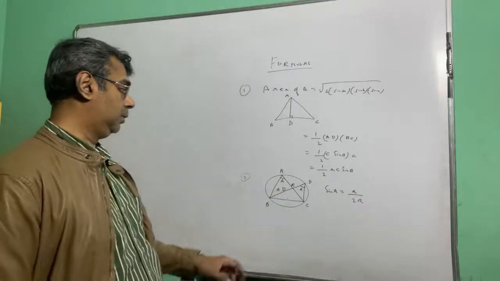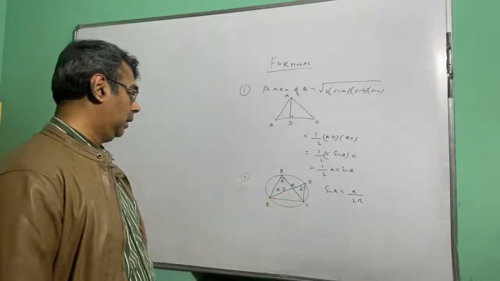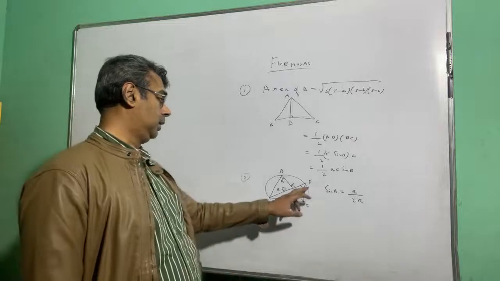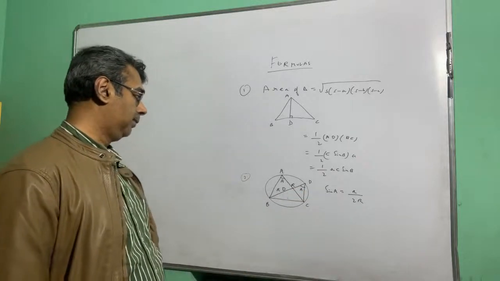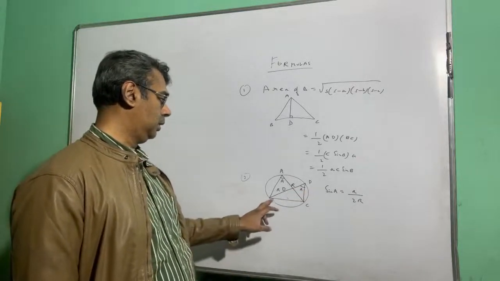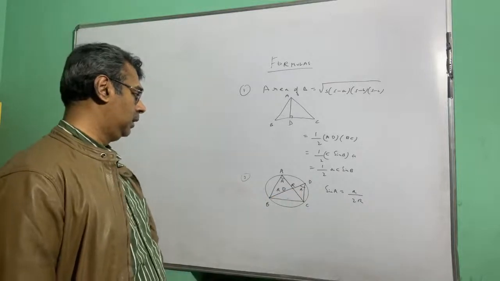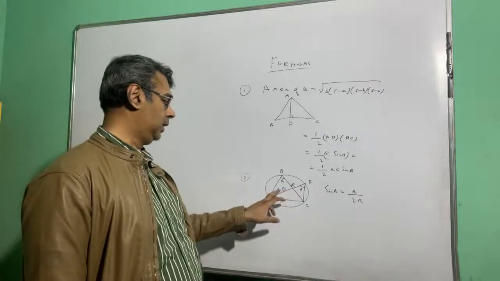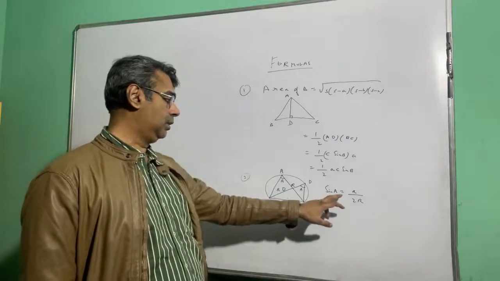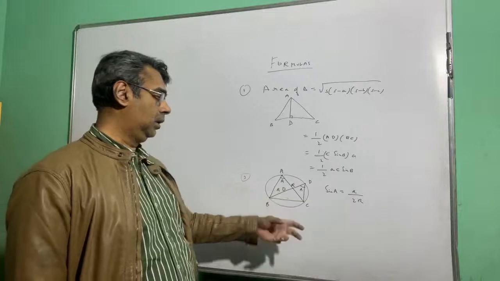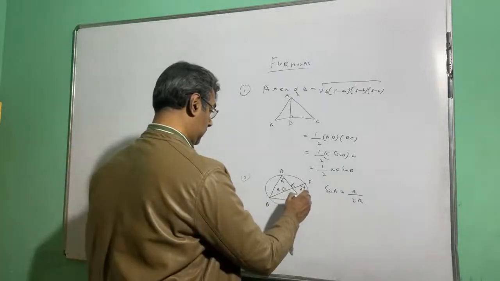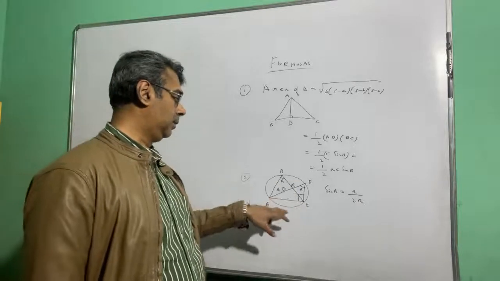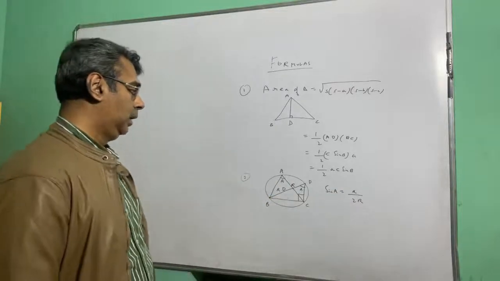Suppose there is a triangle ABC and it is circumscribed by a circle, and there is a point D on the circumference. So you join B to D and C to D. These two angles are both A, and BOD is the diameter, so 2R. Because angle in a semicircle is a right angle, this angle will be 90. So sine A will be base by hypotenuse, so a by 2R.